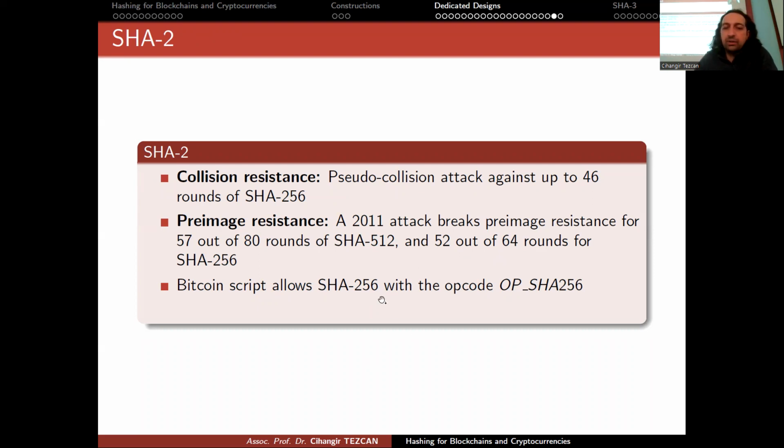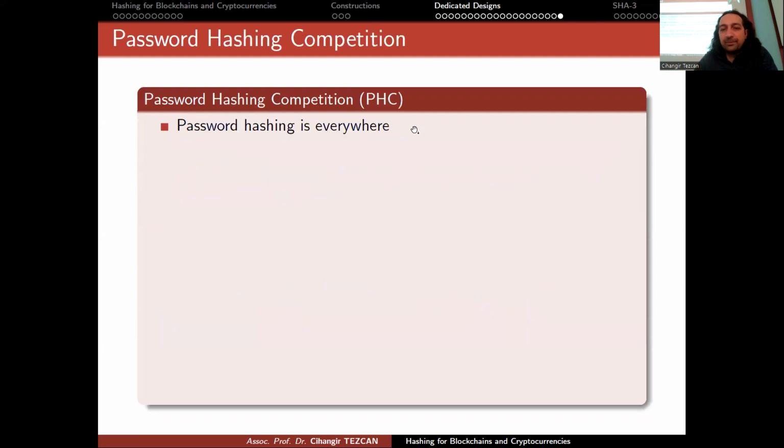Bitcoin script allows SHA-256 with opcode OP_SHA256. And Bitcoin opcode OP_HASH256 applies SHA-256 twice. Okay.